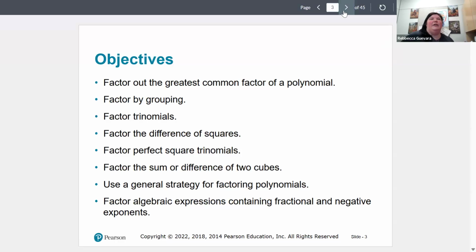So we're going to talk about factoring out a greatest common factor, factoring by grouping, techniques of factoring trinomials, and then remember those special cases where we ended up with a product of a sum and a difference. Well, that's going to give us our difference of squares. And then we have the ones where it was a binomial squared. So we're going to look at those as well. And then for fun, we're going to look at the sum and difference of two cubes.